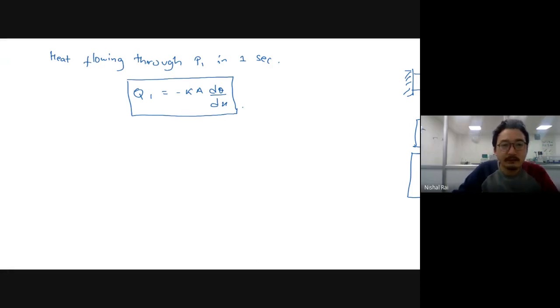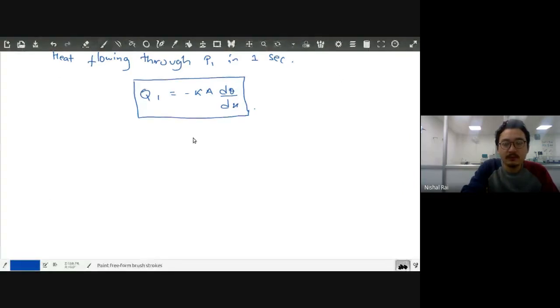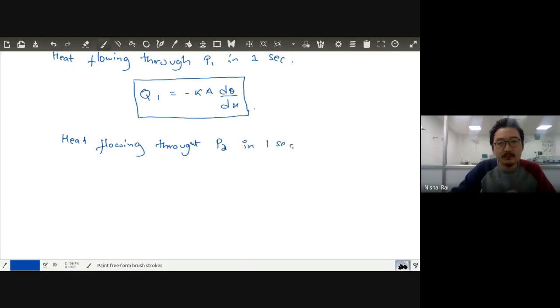And again, as we have done yesterday, this is the amount of heat flowing through P1 in 1 second. Actually, we used to have T over here, but it's the amount of heat flowing in 1 second, so we have put the value of T to be 1. So similarly, heat flowing through P2 in 1 second will be how much?